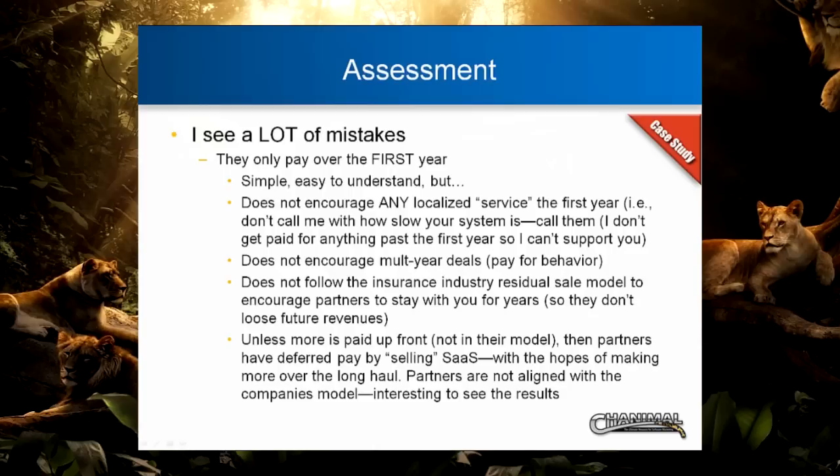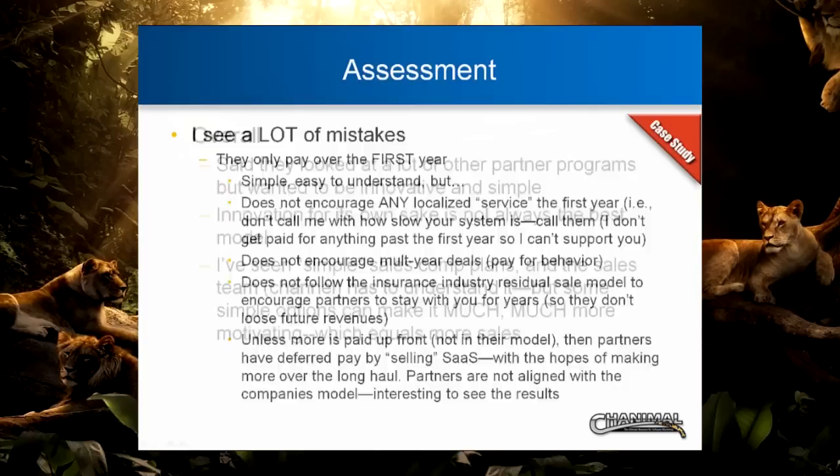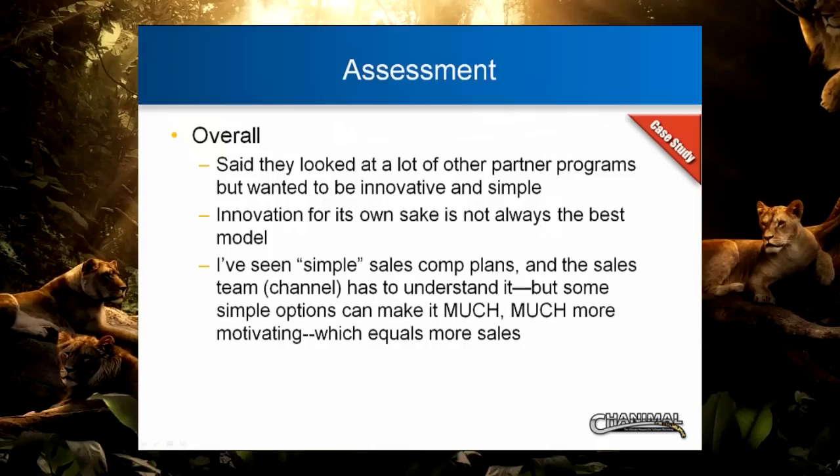Here they want to set it up like the insurance industry, but those insurance guys, if they can hold accounts for 10 years, they'll make money off of that for 10 years after the initial sale. Very little work. All they have to do is, even the company bills. They just have to make sure they're there to answer the questions, be really friendly, and send you your new certificates every single time you go in for your car registration. Unless more is paid up front, partners have deferred pay by selling SaaS. This is why some people have a problem selling SaaS: their commission structure is all screwed up. If you understand what those issues are, there's nothing unusual about selling SaaS. It's just selling software. The issue is how fast can they get paid for it?